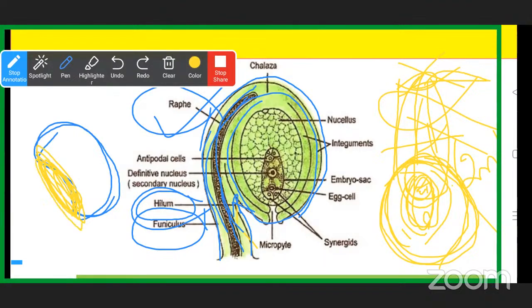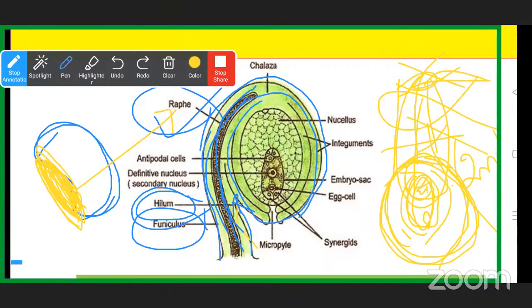White micro structure, the extended funicle, that we call raphe. That is present in most of the pulses: red gram, green gram, moong gram. You might have seen the white appendage structure. That is raphe. That is present in the pulses.